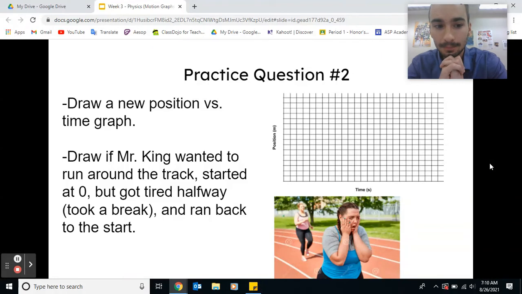Next, how about this scenario? Mr. Keene wanted to run around the track, started at 0, but got tired halfway. So I took a break, and then I ran back to the start. How would this position versus time graph look? Take a sec, do it on your right side.